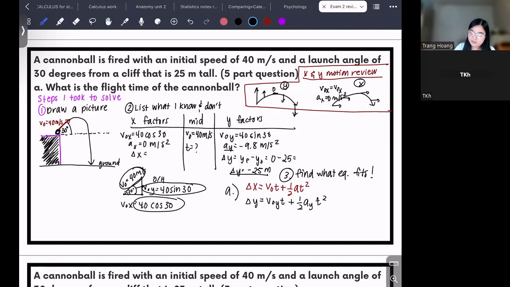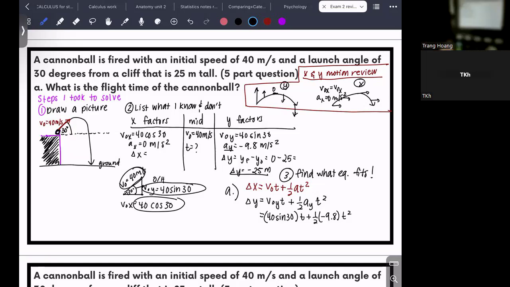And so all you have to do is plug everything in now. So 40 sine 30 times time plus half, negative 9.8 t squared. In this case, you do have to solve a quadratic using the quadratic formula. Usually there's a setup in your calculator that you can program to solve quadratics. In my calculator, I have a quad solve program. Just do the quadratic formula. You don't even have to plug it in.